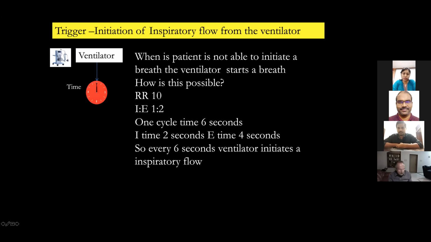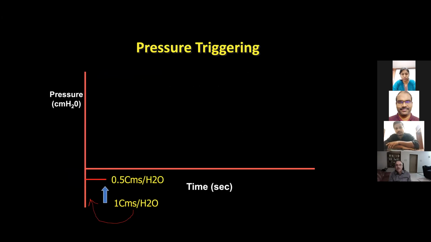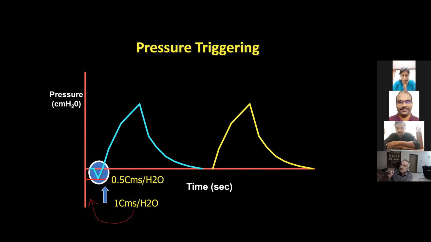Now, how does the patient communicate and tell the ventilator, I want a breath? He has to trigger. There is something called a trigger on a ventilator. There are 2 types of trigger: pressure trigger and flow trigger. Let us understand what is pressure trigger and what is flow trigger. If I set a trigger of -0.5 centimeters, and the patient's diaphragm contracts and he generates -5 centimeters of pressure, the ventilator senses that he is generating a negative pressure of 5 centimeters. Then it starts a flow. You understood? That is pressure trigger.